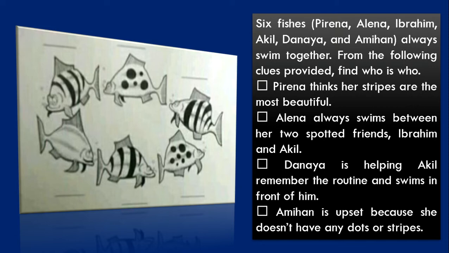So we have here the statement, Pirena thinks her stripes are the most beautiful. Alena always swims between her two spotted friends, Ibrahim and Akil. Danaya is helping Akil remember the routine and swims in front of him. Then lastly, Amihan is upset because she doesn't have any dots or stripes.